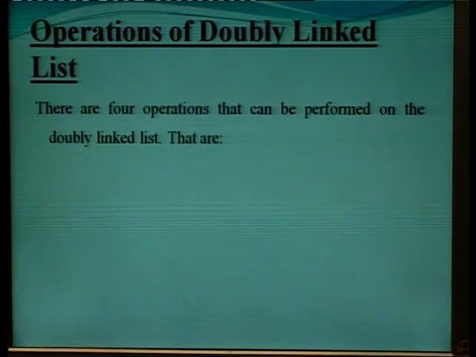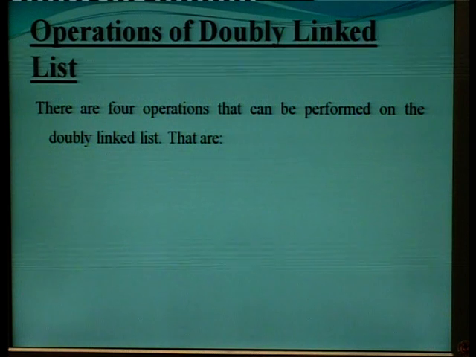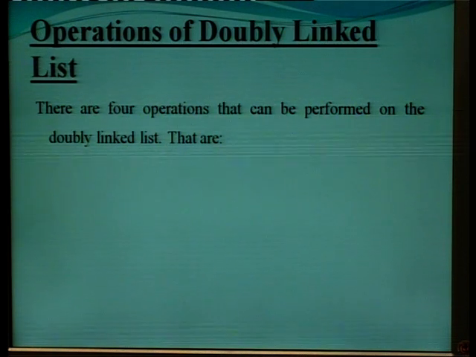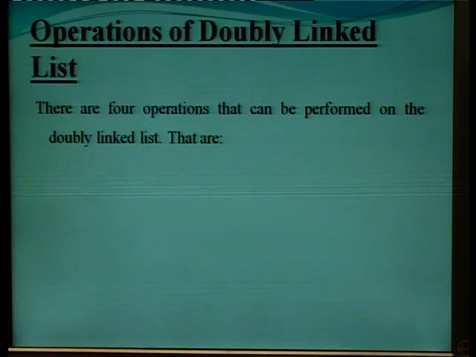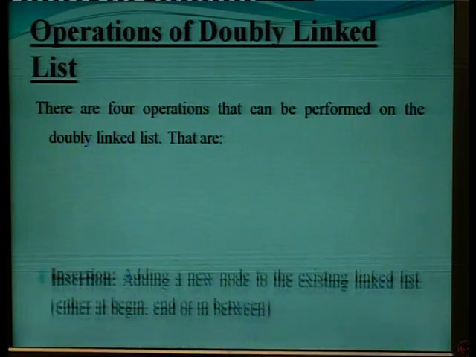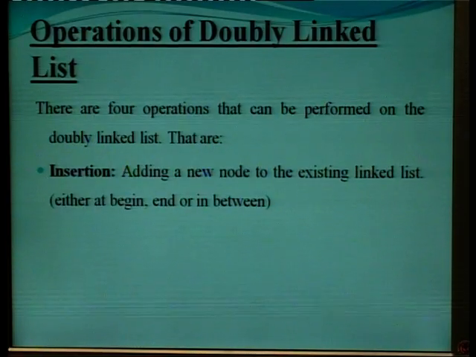So, operations that are performed on the doubly linked list. There are four types of operations that can be performed on a linked list as well as a doubly linked list. So these are, the first one is insertion.